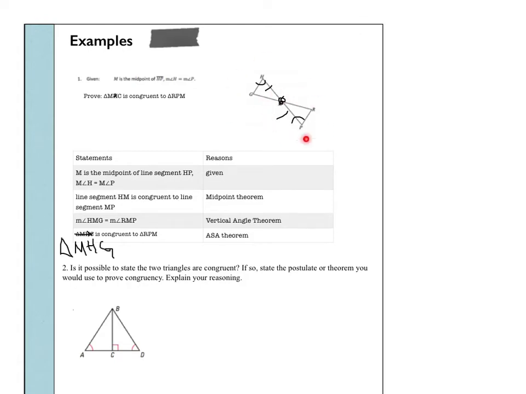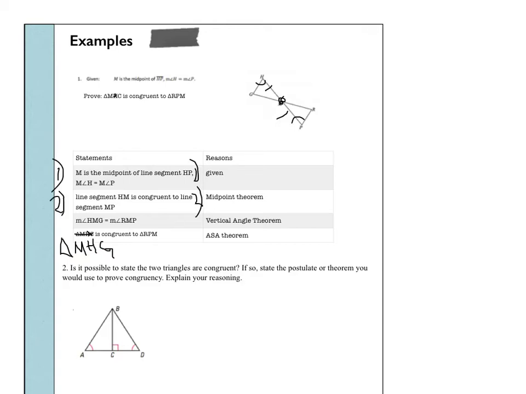Now that I've marked up my drawing, I'm going to put in my given and my conclusion. My given is that M is the midpoint of line segment HP, right here, and that the measure of angle H is equal to the measure of angle P, right there. And that's my given. And then I put in my conclusion, which is that triangle MHG is congruent to triangle RPM. And I don't know the reason why yet.